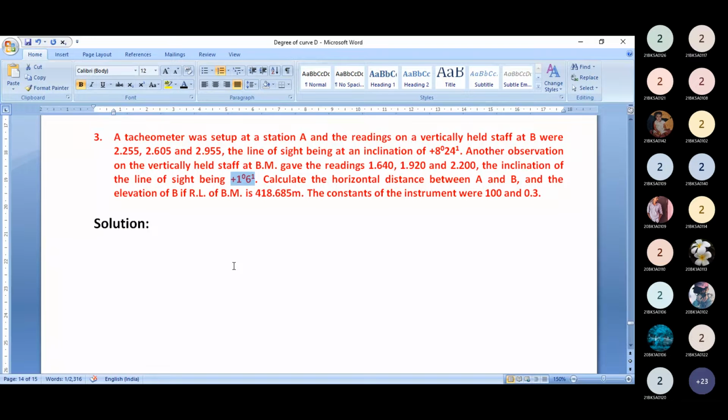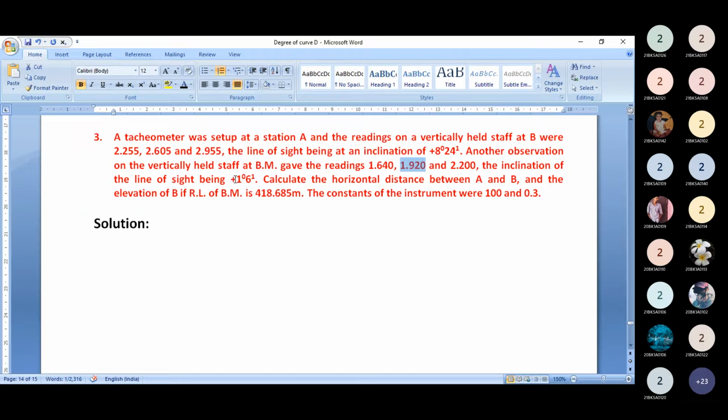We have to calculate the distance between A and B, and also we have to calculate the RL of station B. So these three things we have to calculate here. In this case you can see here the benchmark, whenever we take the back sight or the benchmark reading, the central reading can be the height of the instrument axis. In this case the central reading or height of the instrument can be 1.920 whenever we set 0 degree 0 minutes.